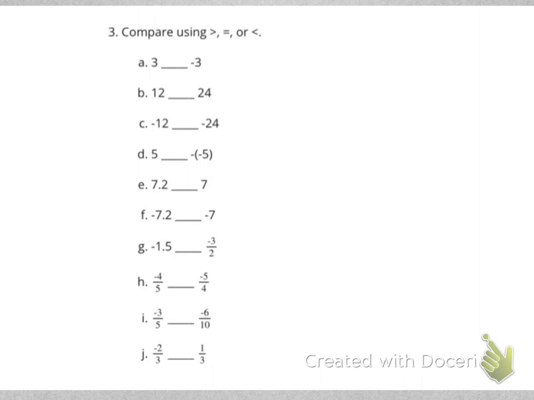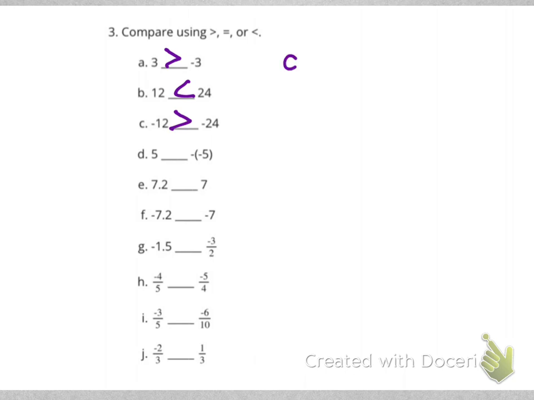Last practice problem we're going to do is number 3. Compare using greater than, equal, or less than. Alright, so 3 and negative 3. Positive 3 is going to be greater than negative 3. 12 blank 24. 12 is less than 24. Alright, negative 12 blank negative 24. So remember, the higher the negative, the less it is. So negative 24 is actually less than negative 12. So it's going to be negative 12 is greater than negative 24.